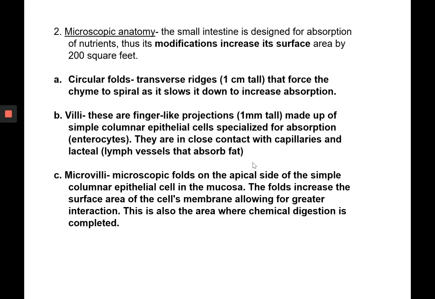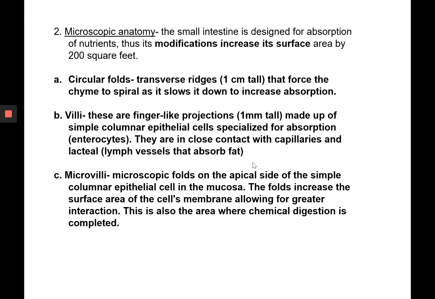All right, if we were to look at the microscopic anatomy of the small intestine, we would see modification to its inside layers. There are circular folds, villi, and microvilli in the small intestine. These structures are a part of the small intestine. Circular folds are permanent folds in the submucosa and mucosa of the small intestine, and they allow food to spiral throughout the small intestine, but also increase the surface area for absorption.